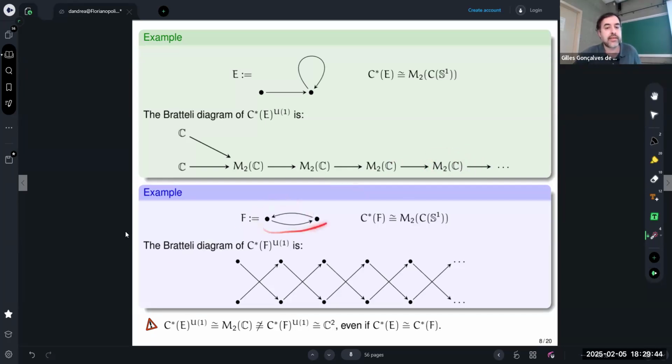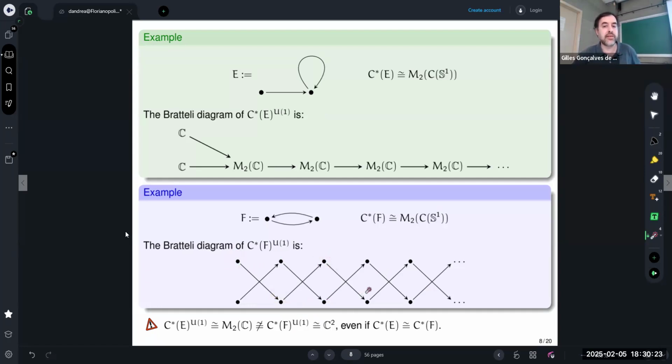So the next example is this graph, the cycle graph of length 2. Again, it is known that the graph C*-algebra is the same matrix algebra as before, matrices of continuous functions on the circle. But now if you draw the Bratteli diagram of the AF core, you get the following. At each level, you have two nodes, one for each vertex of your graph. And each vertex is connected to the other vertex in the next level. So you have these crossing arrows at each step. This is one-dimensional, is embedded here, which means that also this is one-dimensional.